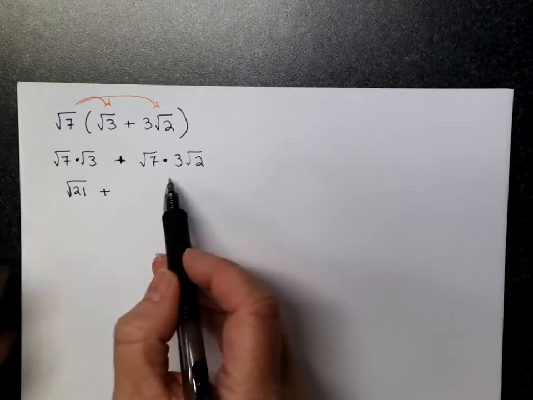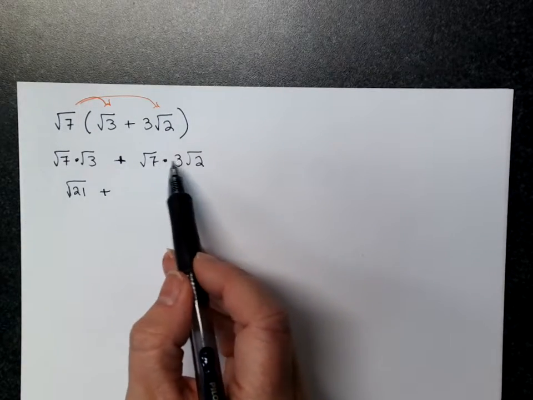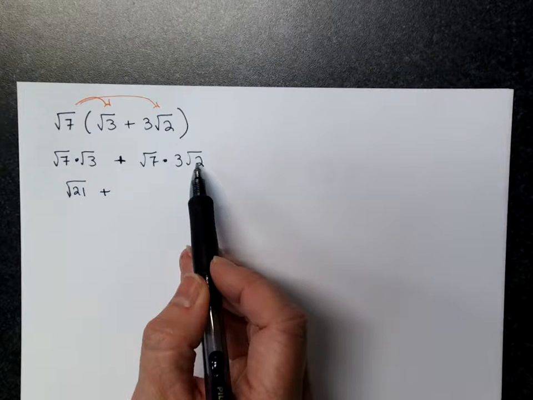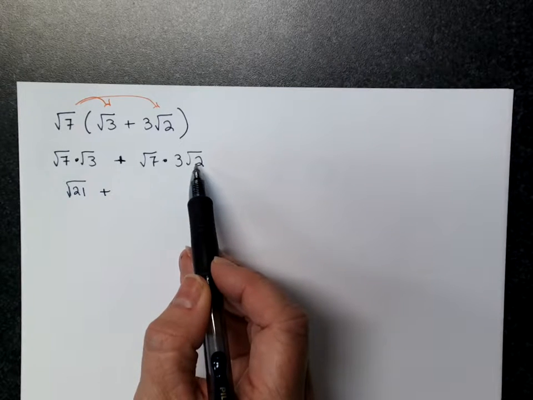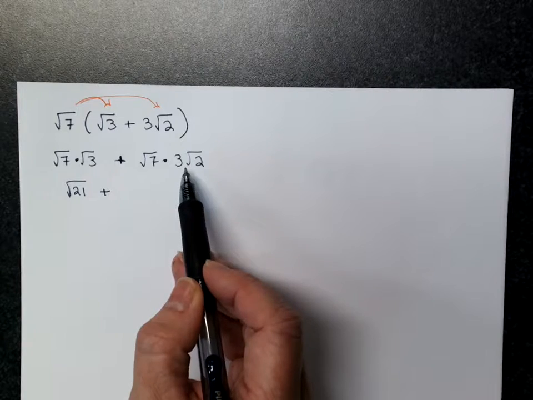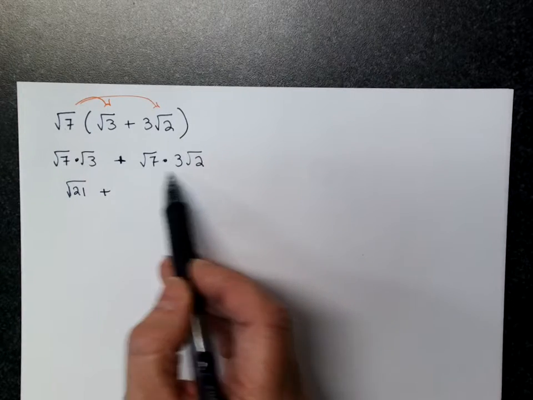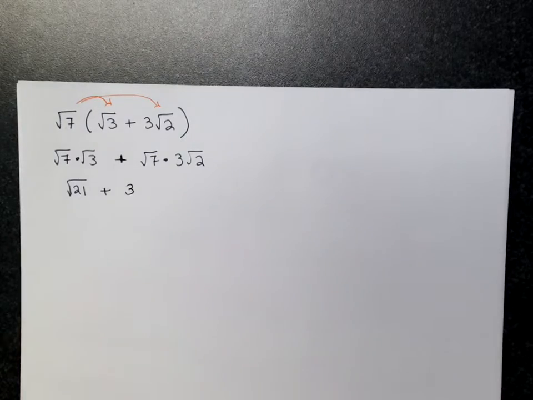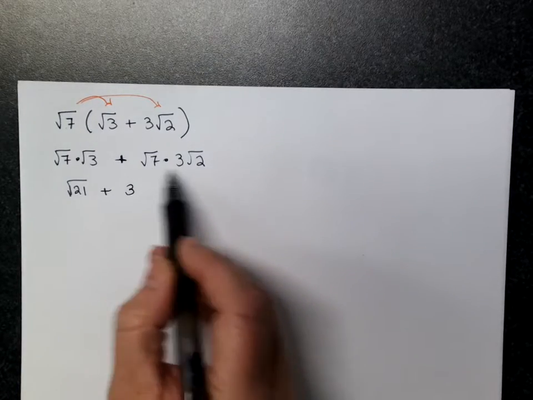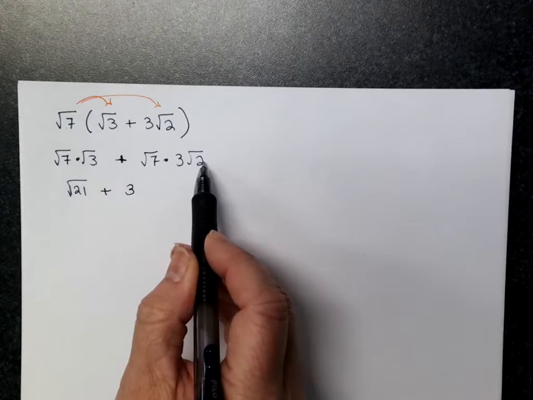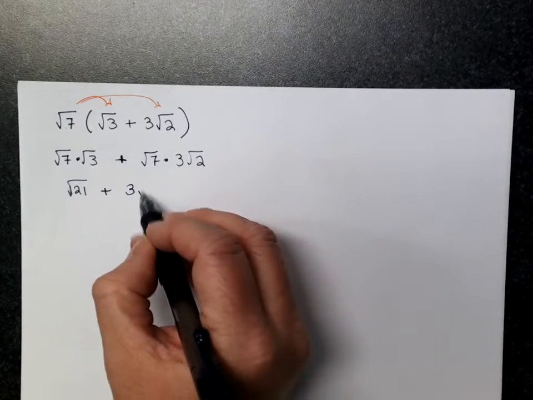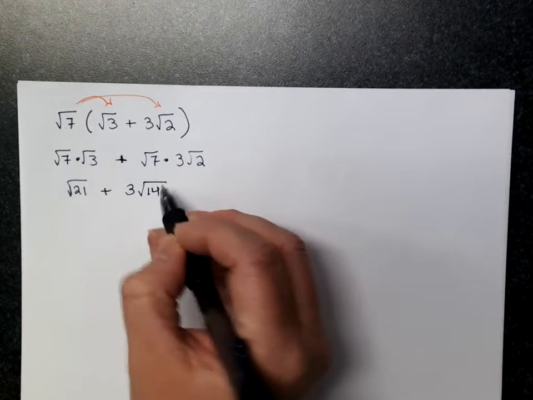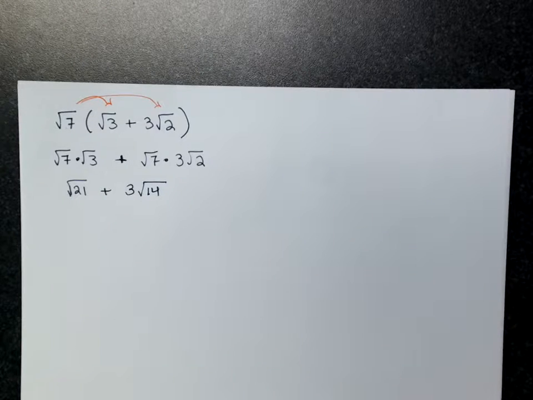Plus, now here we've got this times this times this. This is all multiplication. So look first at the non-radical numbers. What coefficients do we have? Yeah, we got 1 times 3. So that gives us a coefficient of 3. And now look at the radicals. Square root of 7 times square root of 2, and that gives you square root of 14. 7 times 2 under one house.